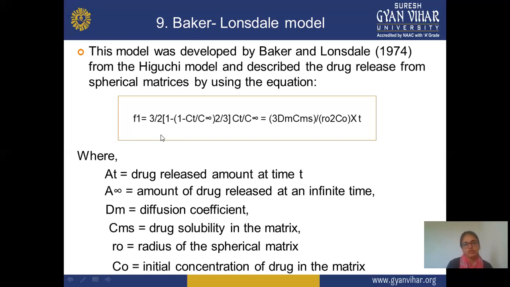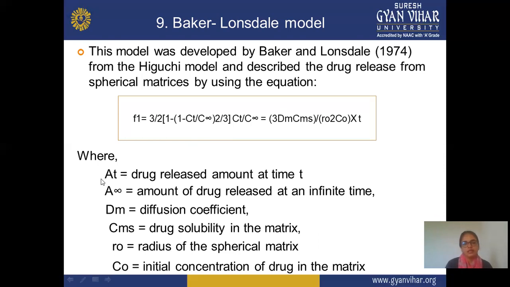f1 is equal to 3 divided by 2 in bracket 1 minus (1 minus Mt divided by M infinity) to the power 2 divided by 3 bracket close, minus Mt divided by M infinity. And you can also simplify this equation and write it as equal to in bracket 3 Dm Cms bracket close divided by r0 squared C0 bracket close into t.